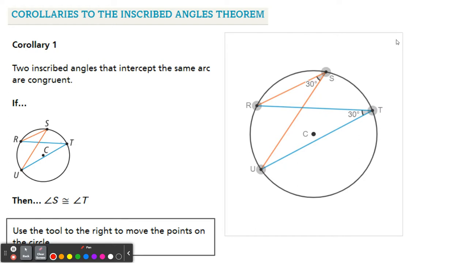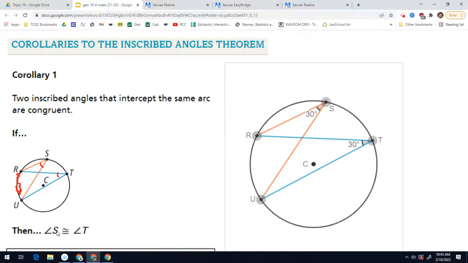So in this picture, our two angles are angle S and angle T, which both intercept arc RU. Based off arc RU, each of them is going to be half of that arc. Okay, so we take a look here. We'll do these Desmos tools real quick. So this is the first one.